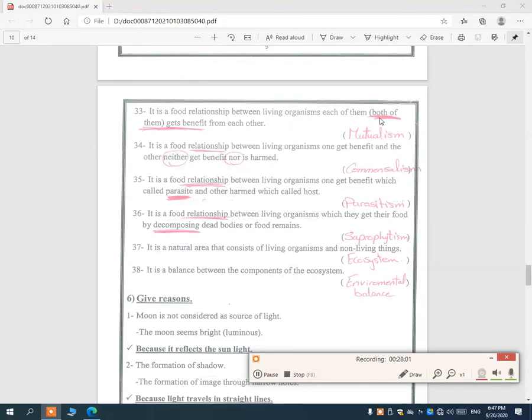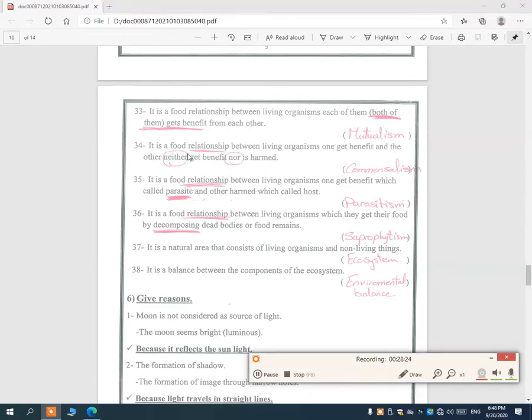Each of them or both of them gets a benefit. We said when you see both of them get benefit, you have to write mutualism. Relationship where both of them get benefit, so you have to write mutualism.